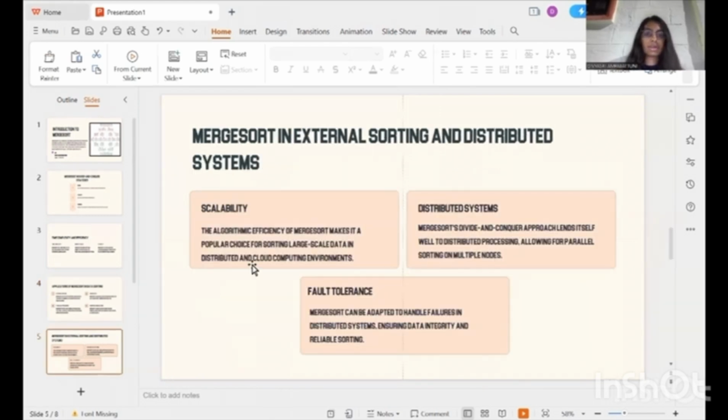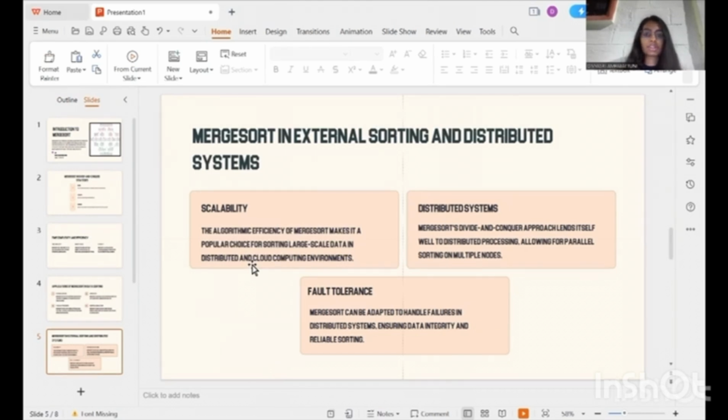Now, coming into the next applications, external sorting and distributed systems. As we have discussed what external sorting is, the sorting takes place externally. Now, coming into these three applications: scalability, distributed system, and fault tolerance. Scalability: merge sort is highly scalable on large data sets.